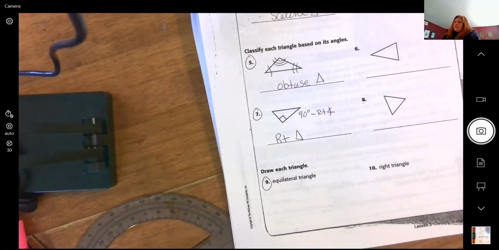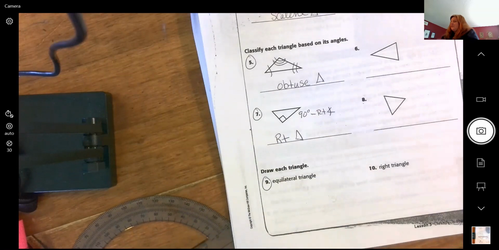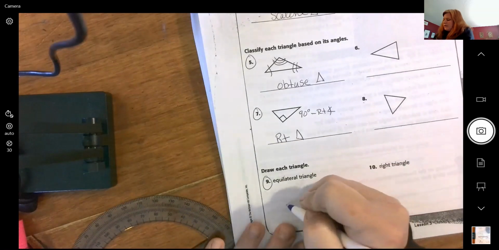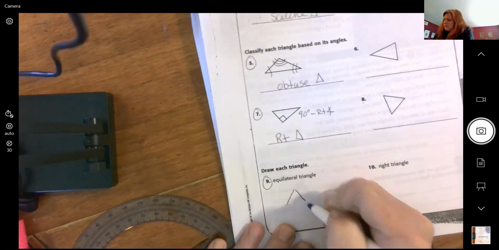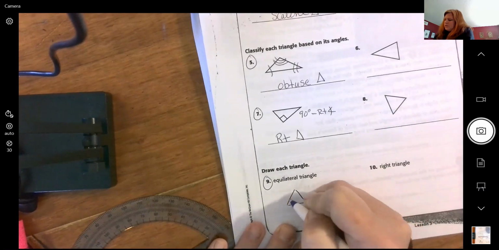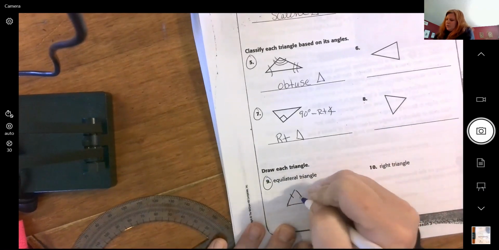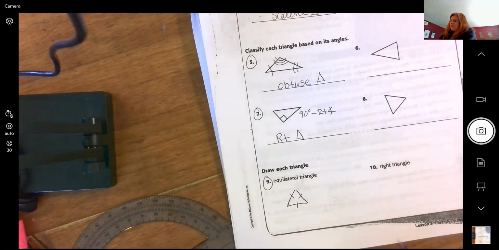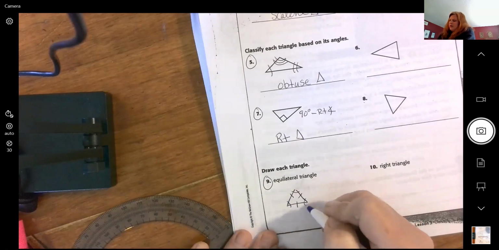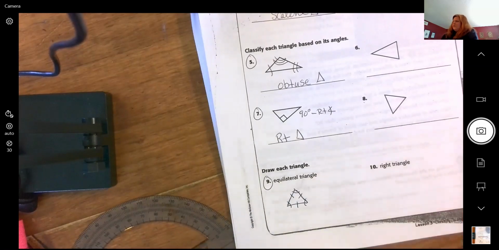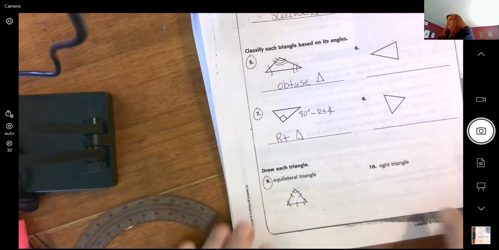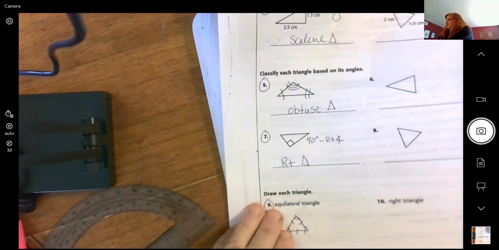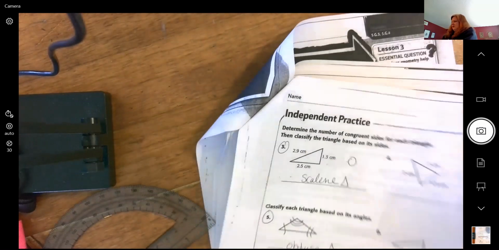All right, so now I need to draw an equilateral triangle. Now you could actually get your ruler out and you could get your protractor out and draw it, or we can just freehand it. And watch what I'm going to do to show it's equilateral. Boom, boom, boom. All 3 sides equal. Bam, bam, bam. All 3 angles equal. You should try to draw one. It's pretty difficult to draw using a ruler and a protractor.